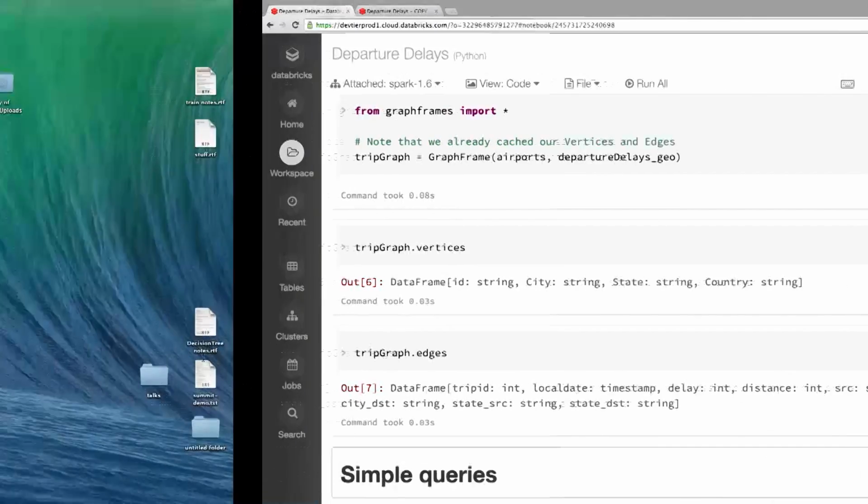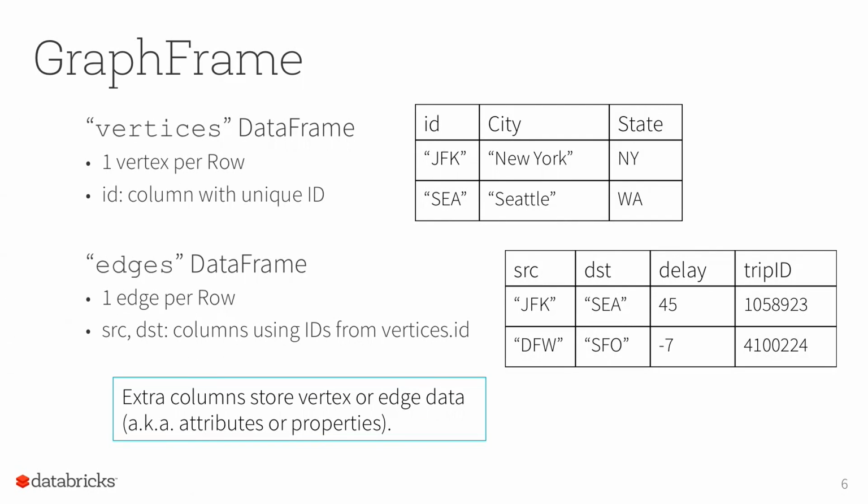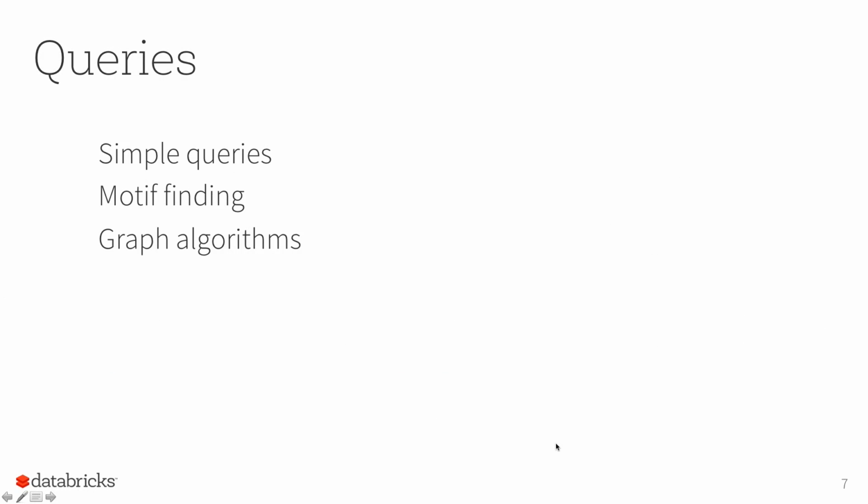Now, before I go into queries in the notebook, I'd like to cover them at a higher level. I'm going to divide queries you can make on this graph frame into 3 sets. First, what I'll call simple queries. Next, motif finding. And finally, graph algorithms of the type you may find in, say, GraphX.